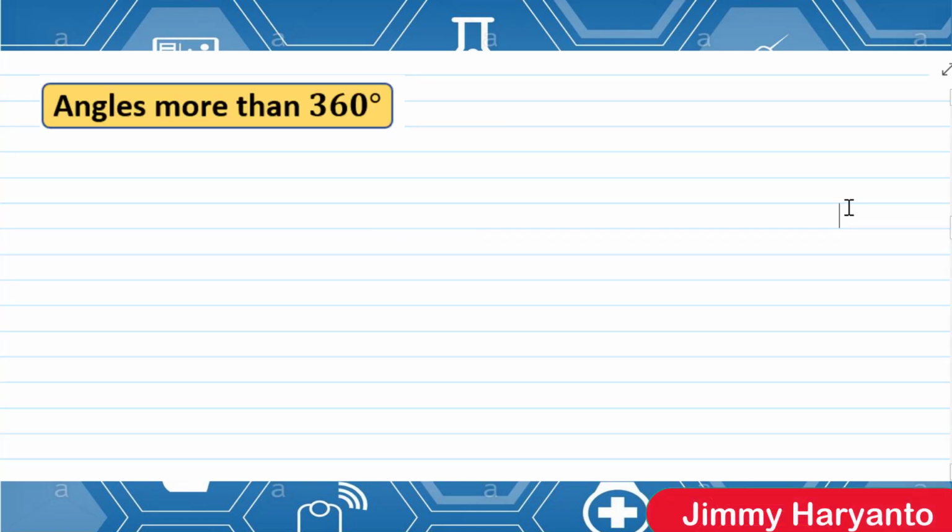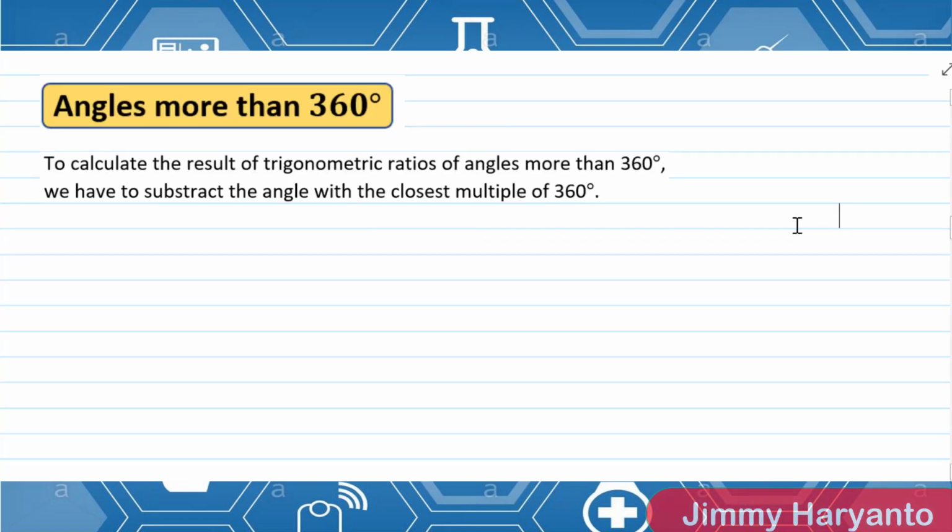Next is angles more than 360. To calculate the result of trigonometric ratios of angles more than 360, we have to subtract the closest multiple of 360. So the angle will become small. The big angle, we have to make small first.